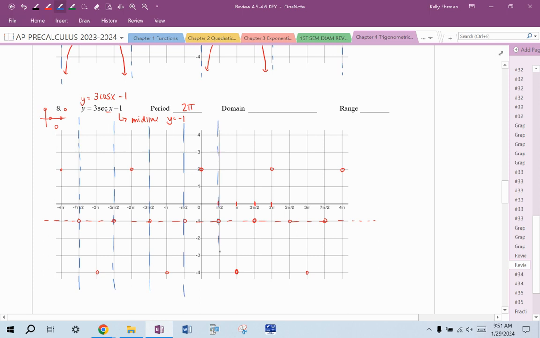You're welcome to use colors when you're doing these. Pencil is best to get yourself started, though, in case you make a mistake. But if these kind of make your eyes buzz to figure out what's happening, some people use highlighters and things. And then remember that each branch opens away from the midline. And the secant graph does have these little half branches on the ends just because of the behavior of the cosine graph and the period that we graphed.